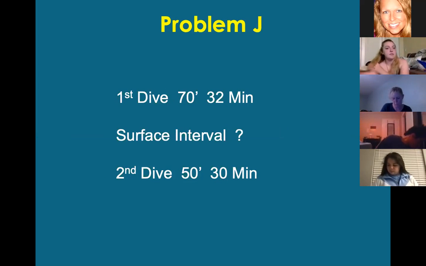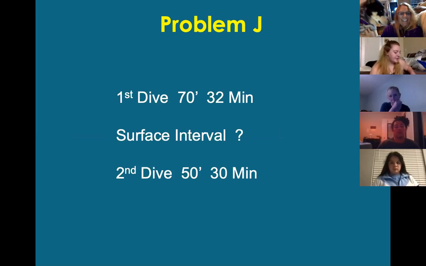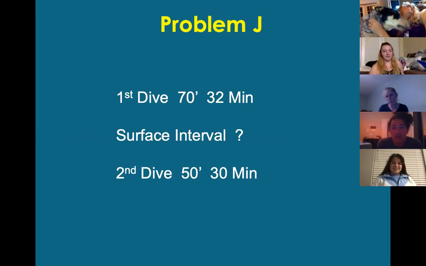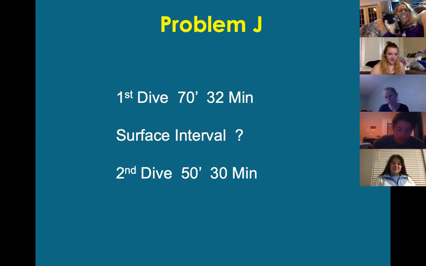So this is the same thing. I think you guys know how to do it, but do it again for me. So your first dive is 70 feet for 32 minutes. And then your second dive is going to be 50 feet for 30 minutes.